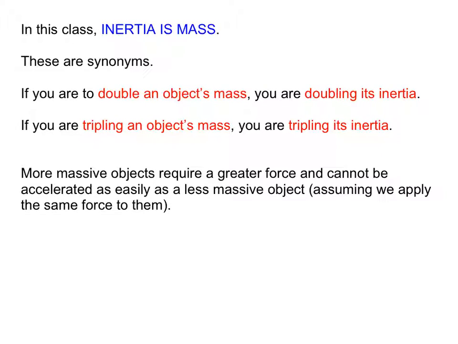So likewise, if you're going to double an object's mass, you're essentially doubling its inertia. Likewise, if you're going to triple an object's mass, you're tripling its inertia, and that's all that really means. More massive objects require a greater force and cannot be accelerated as easily as a less massive object. And that's pretty much it. It's a quick conceptual overview of forces and Newton's laws of motion.